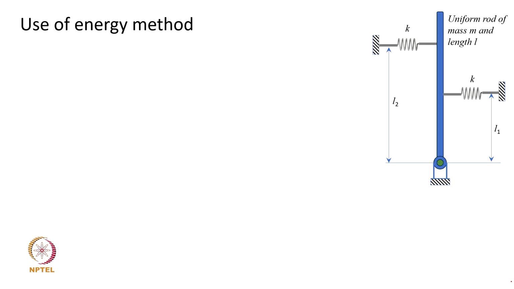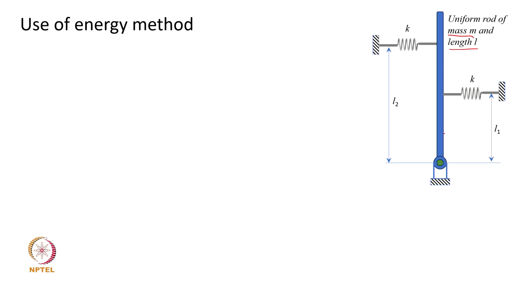Now let us take an example of application of these energy methods. The example here is that of a vertical bar of mass m, a uniform rod of mass m and length L.